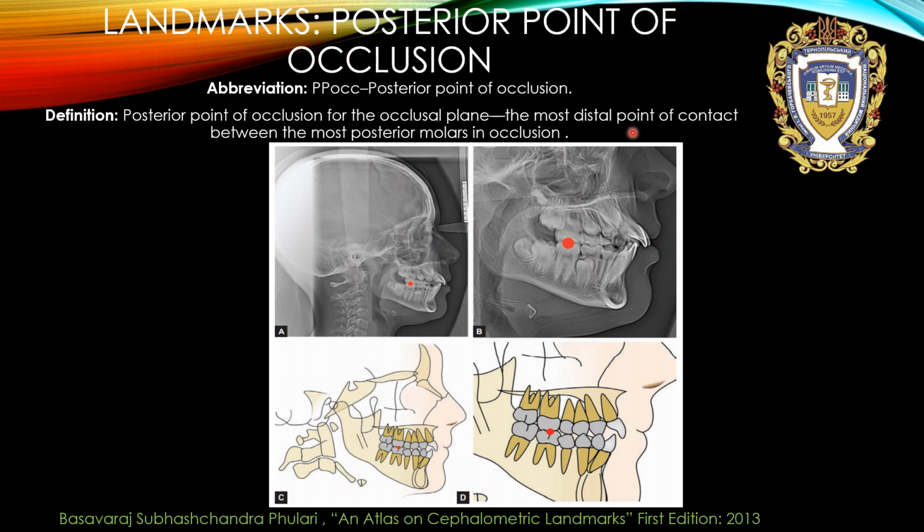Posterior point of occlusion. For the occlusal plane, the most distal point of contact between the most posterior molars in occlusion. For this patient, it is the contact point between upper and lower first molars. In case of erupted or fully erupted second molars, that point would be between second molars. On this scheme, this point is shown not correctly. Must be between second molars.